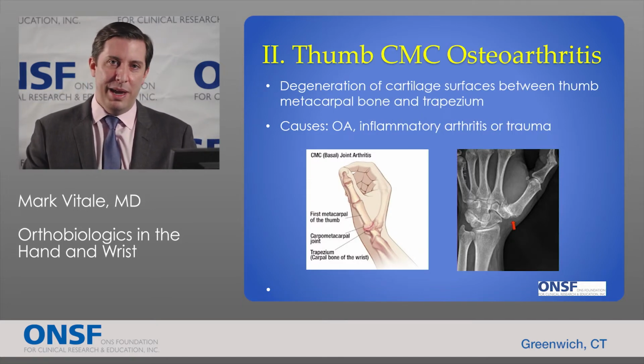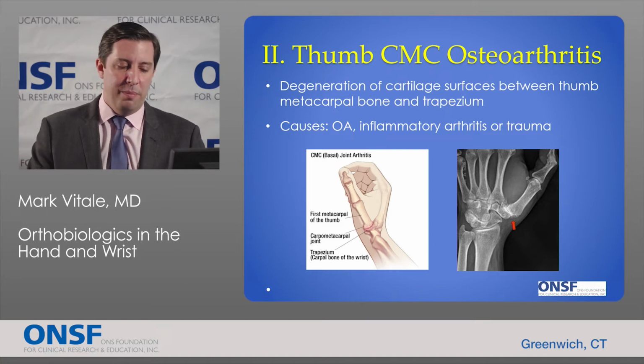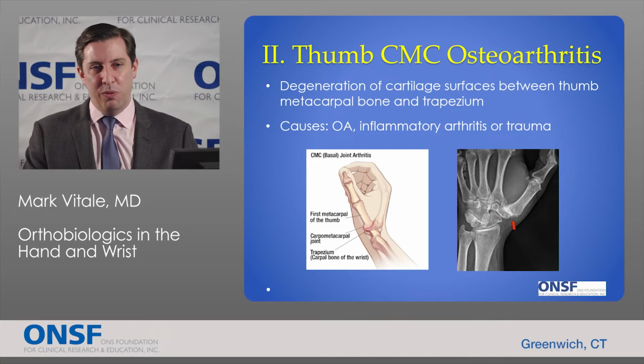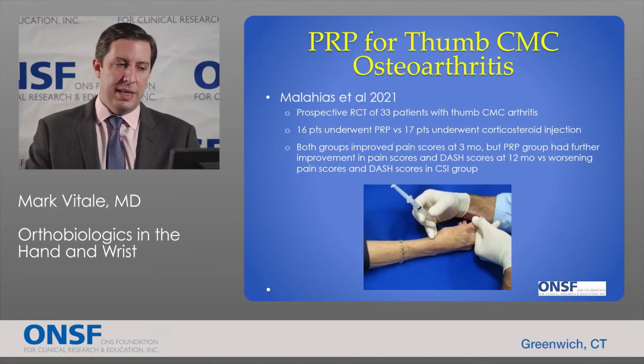So I frequently have patients in the clinic that have pain at the base of the thumb from thumb arthritis asking, well, we've tried cortisone injections. Are there other options? Can we try stem cells? Can we try PRP? So what's the evidence? There's not a whole lot of evidence for orthobiologics for the thumb CMC joint.